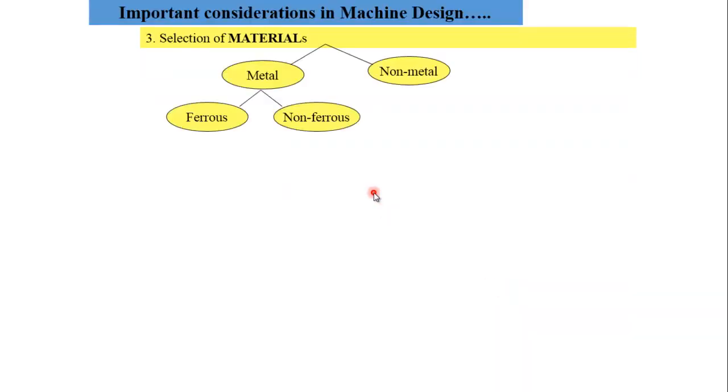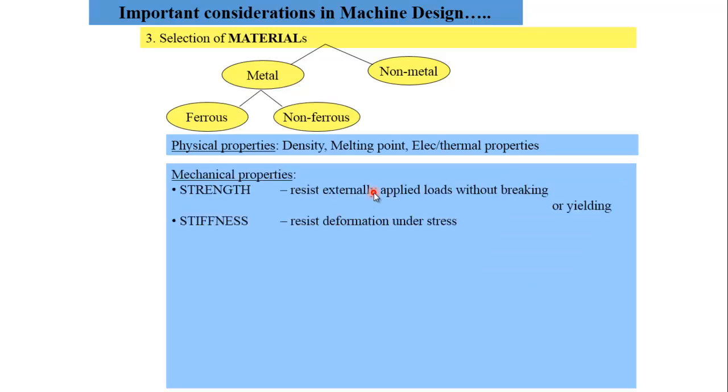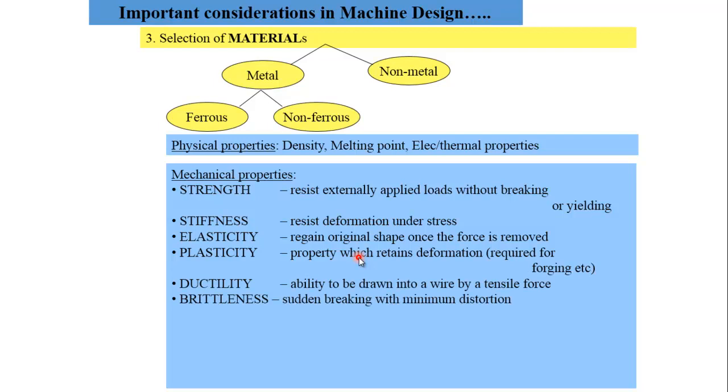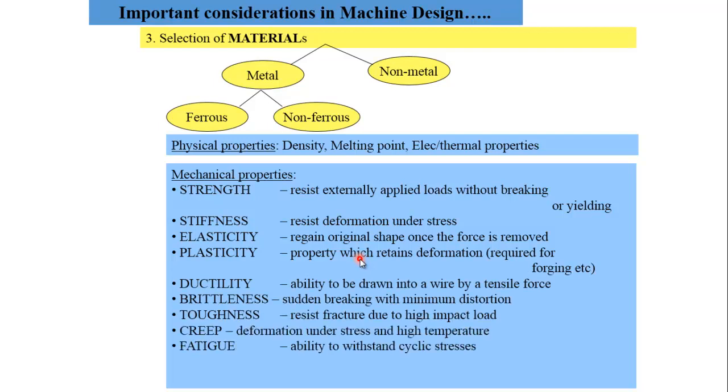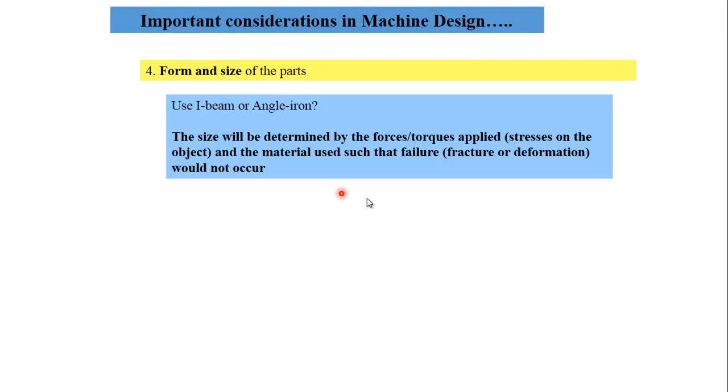Then next, how we have to select the material depending upon these properties: strength, stiffness, elasticity, plasticity, ductility, brittleness, hardness, fatigue, creep. These are all the various mechanical properties of the materials which we will be discussing in the forthcoming slides. Then the fourth factor which we have to consider for designing a machine is form and size of the parts, how much dimension it has to be and how it will affect the material.